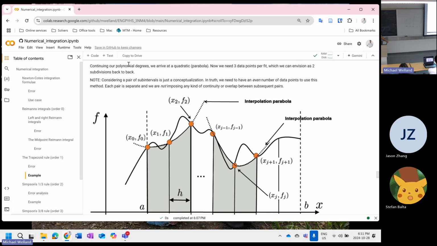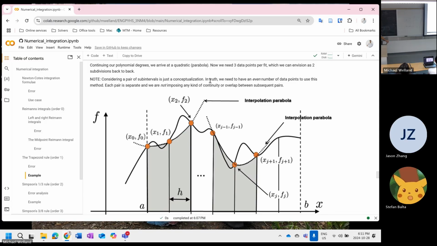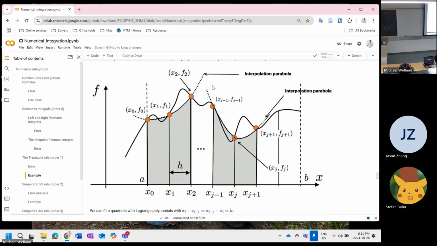So we need 3 data points. We can envision it as 2 subdivisions back to back, right? The pair of subintervals is just a conceptualization. You could quite evenly say that this is actually one subdivision and you have a midpoint, right? It doesn't matter. It's just a mathematical framework by which you get something that looks like this. So don't get hung up on the idea of gluing these subdivisions together. You could just have one point in the middle of another subdivision. Does that make sense? Yeah.